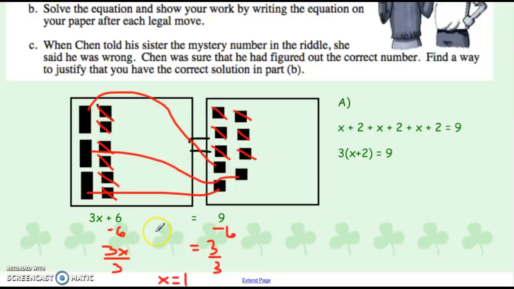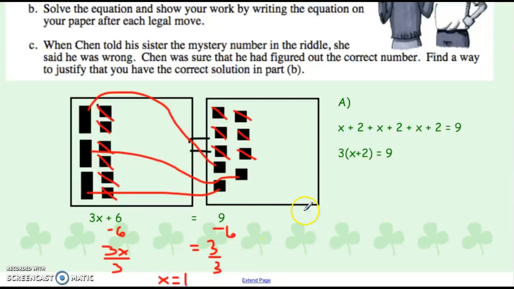So you need to show the moves and you need to show the work with the equations. C says, when Chen told his sister the mystery in the riddle, she said he was wrong. Chen was sure that he had figured out the correct number. Find a way to justify that you have the correct solution to part B.